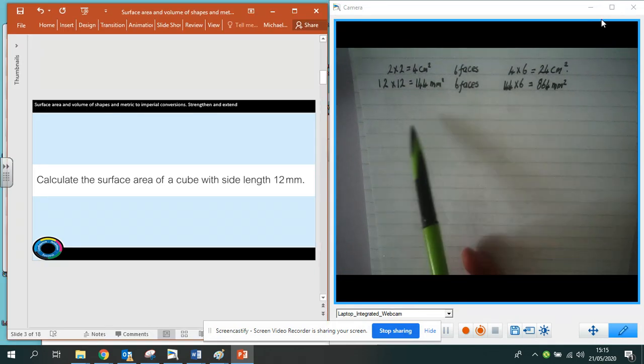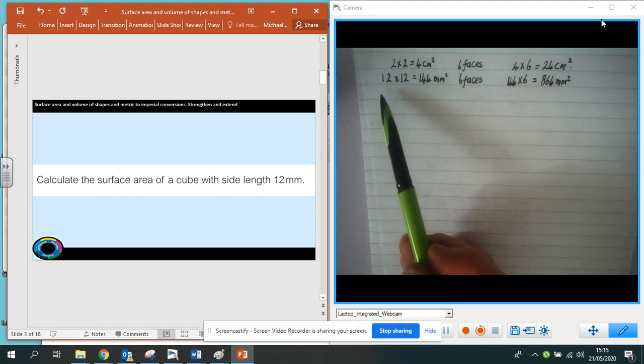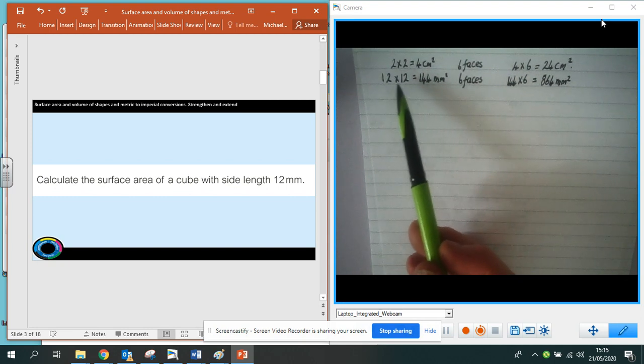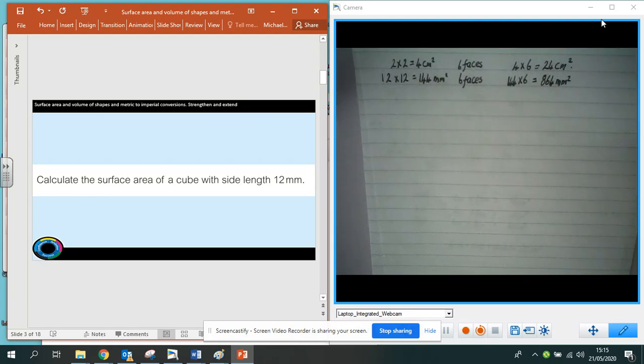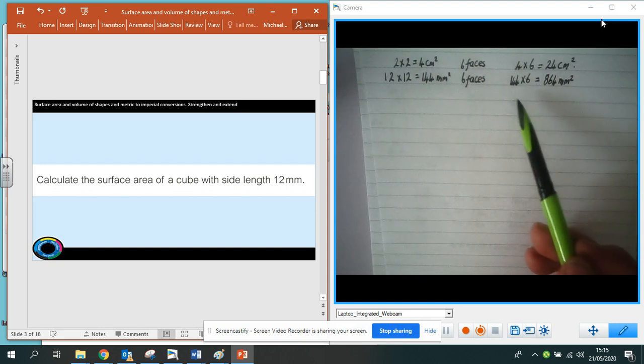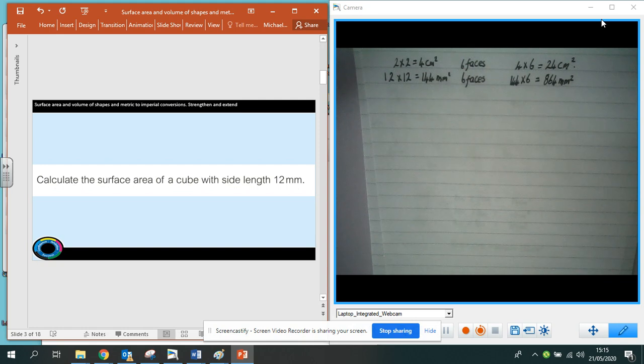So I'm following exactly the same format as I did with the last one. So the first thing I do is I find the area of the side, which is the area of the face, which is 12 times 12, which is 144. There are still 6 faces because it's a cube. 144 times 6 is 864, and the unit this time is square millimeters. So once again, if you need to do any corrections, pause the video and restart.